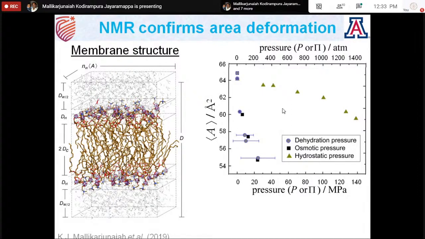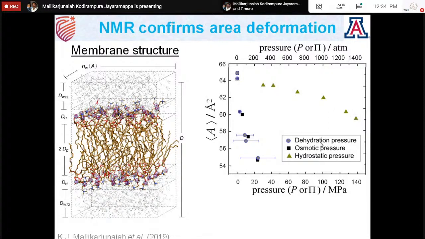Please remember that this is hydrostatic pressure. These yellow symbols were reported by some other technique, not from our group. They came to the conclusion that though they applied pressure up to 140 megapascal, or we can say, since room temperature atmospheric pressure is 1 atmosphere, they went up to 1400 atmospheres, they saw only marginal variation in the cross-sectional area.